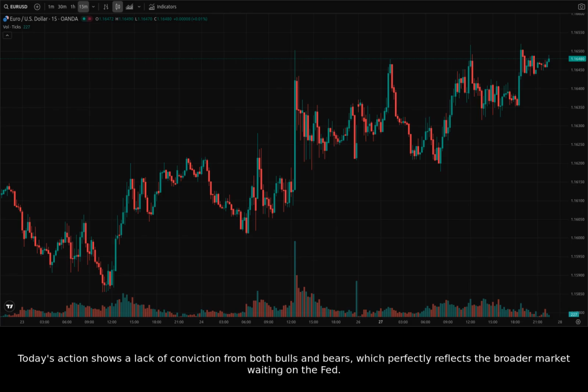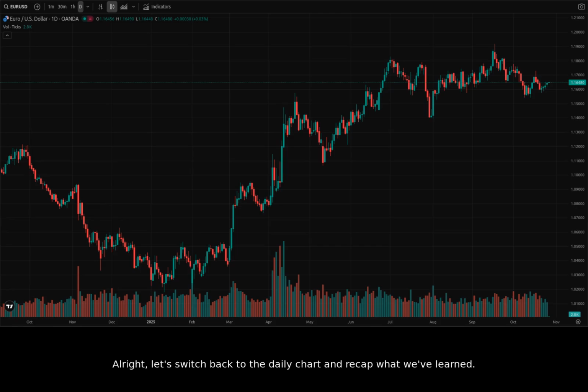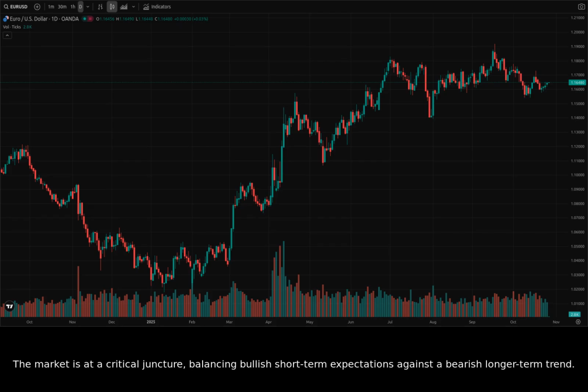Today's action shows a lack of conviction from both bulls and bears, which perfectly reflects the broader market waiting on the Fed. There is no clear intraday trend to trade at this moment. This chart tells us to be patient and wait for the catalyst later this week. Alright, let's switch back to the daily chart and recap what we've learned. The market is at a critical juncture, balancing bullish short-term expectations against a bearish longer-term trend.